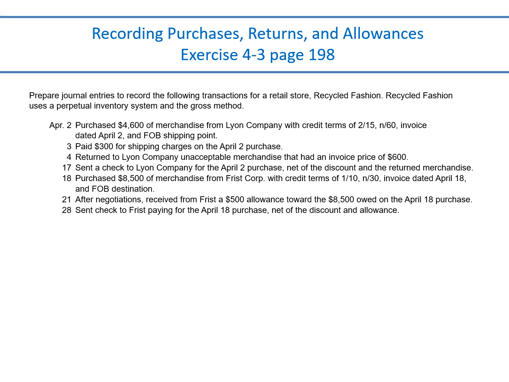Okay, so in this problem, they want us to record purchases, returns, and allowances. So we're to prepare the journal entries to record the following transactions for the retail store Recycled Fashion. They use a perpetual inventory system and the gross method. If you remember from the lecture, the gross method means they originally record the inventory at the cost, not including the purchase discount that's available. And then if they end up paying it in time, they take that discount and they adjust the inventory account.